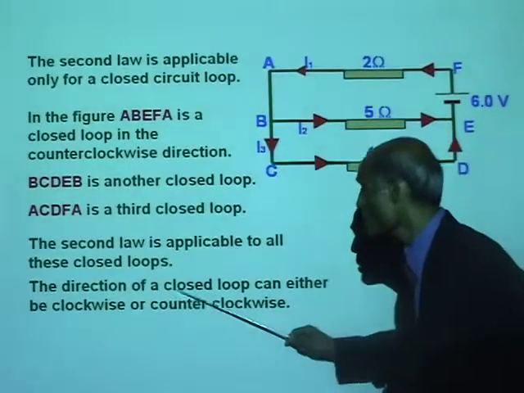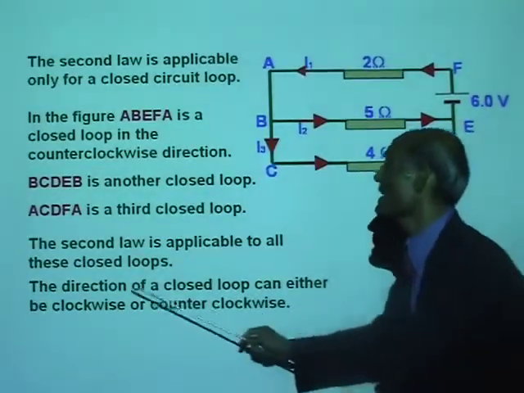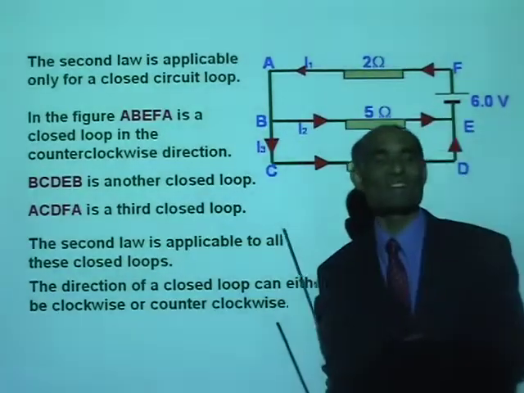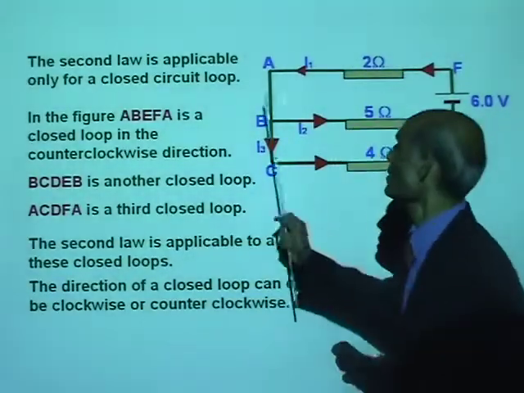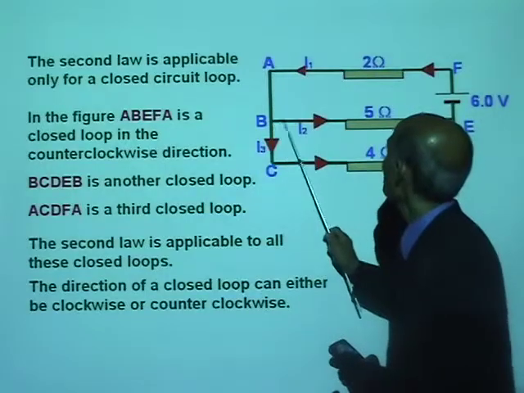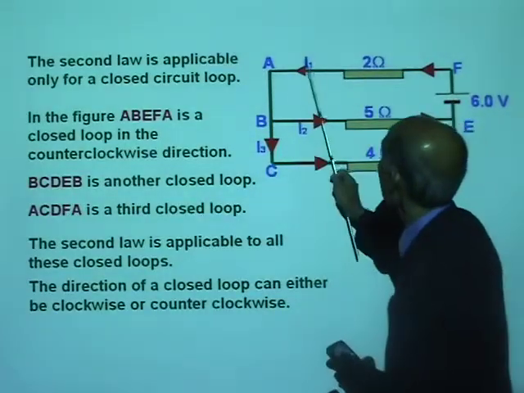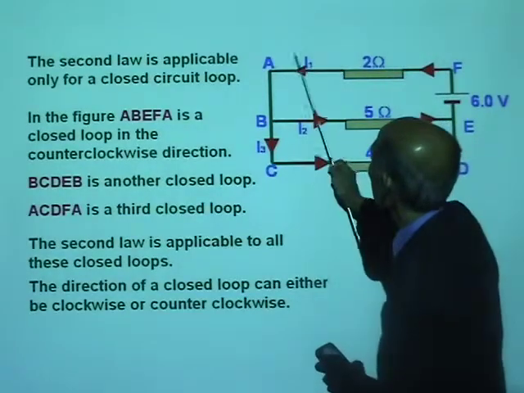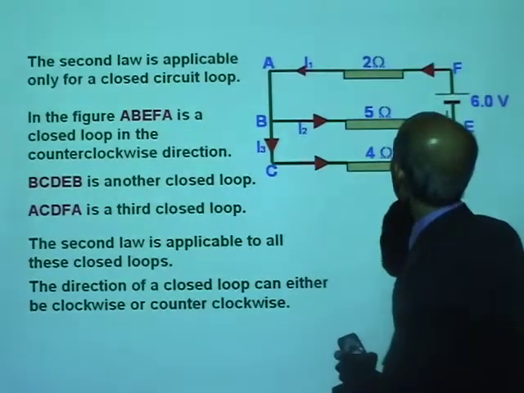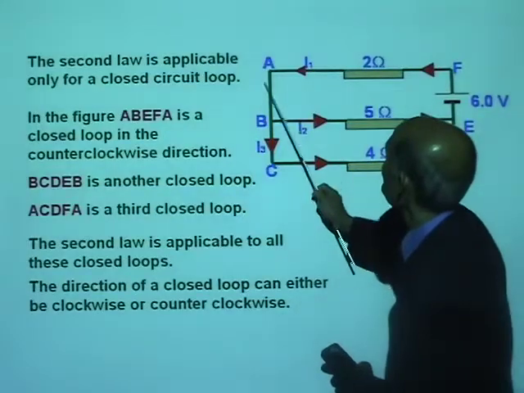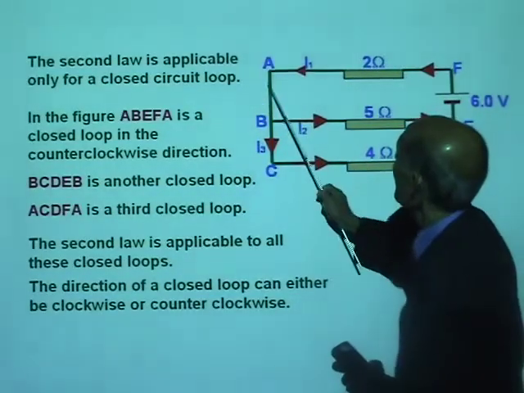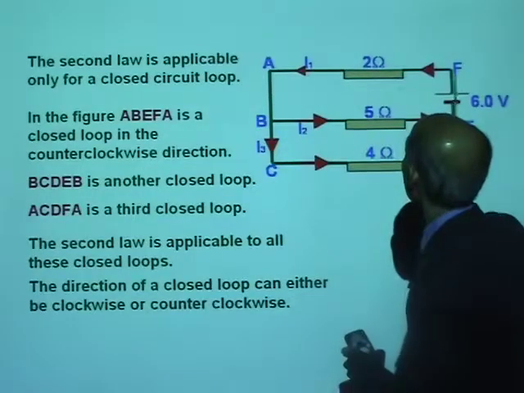The direction of a closed loop can either be clockwise or counterclockwise. That's what I have been showing you. What's this again? A, B, E, F, A. Tell me, is that clockwise or counterclockwise? Now, in what direction is my pointer tracing? Now, this is counterclockwise, opposite to the direction of the clock.